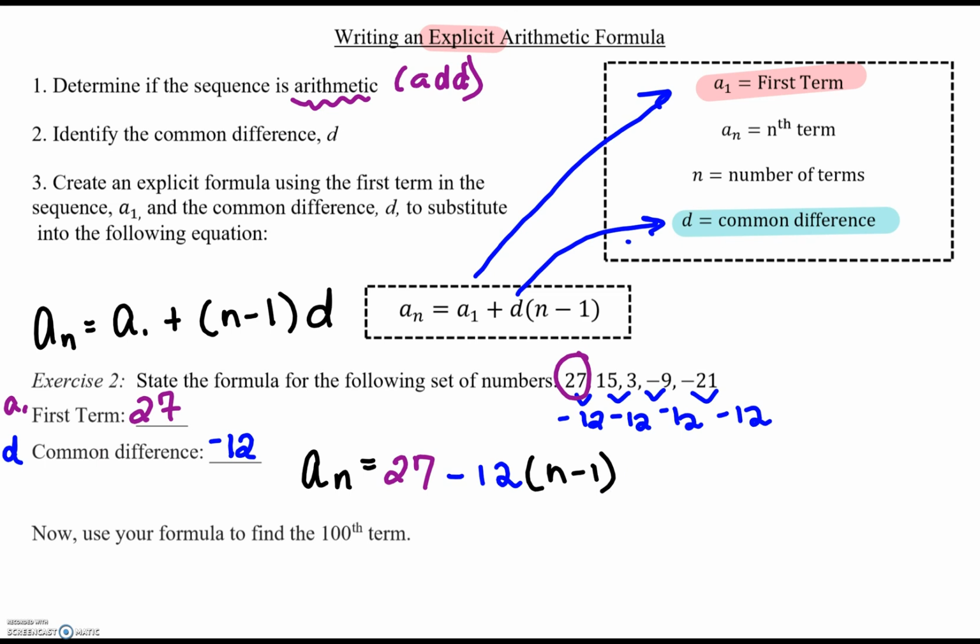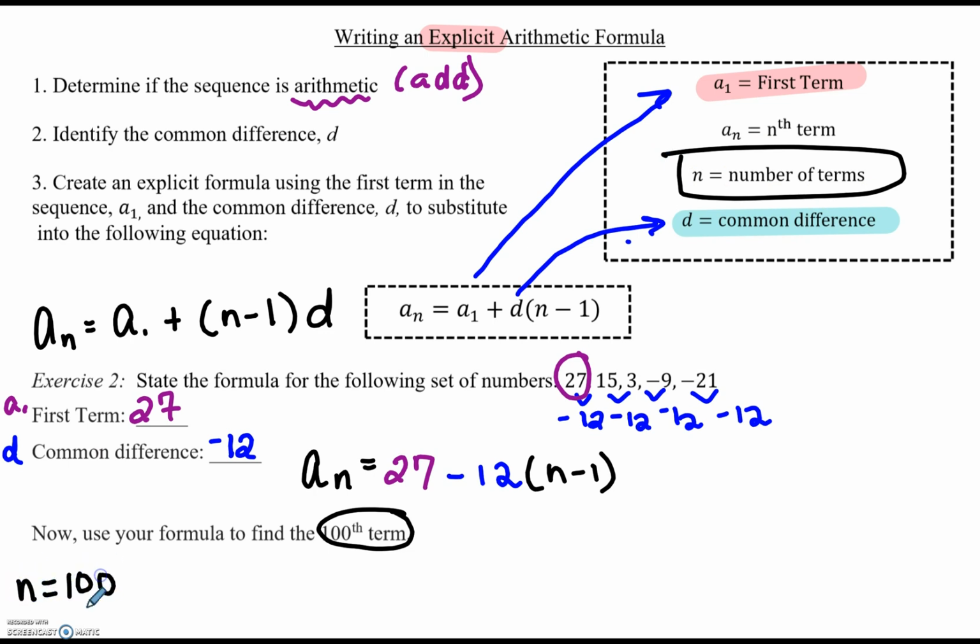Okay, so now that we have a formula, it wants us to find the 100th term. So we said n represents any term. So here in this case, we're going to replace the n with 100 because we want the 100th term. So a sub 100 equals 27 minus 12 times, we said n was 100, minus 1. I know you could do 100 minus 1 in your head and get 99, but please just type everything right into the calculator as you see it.